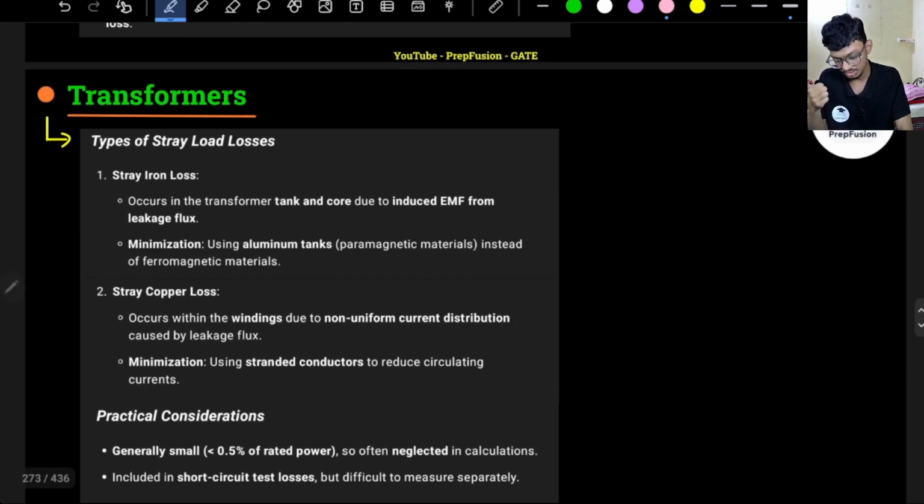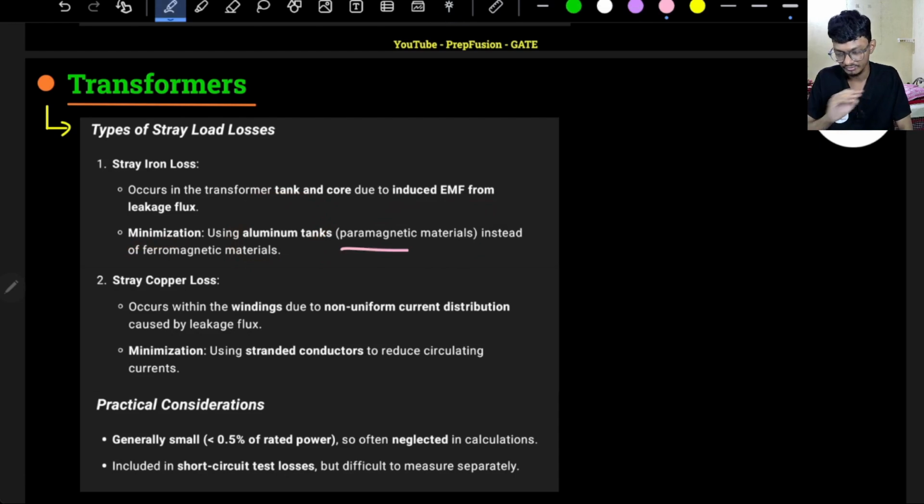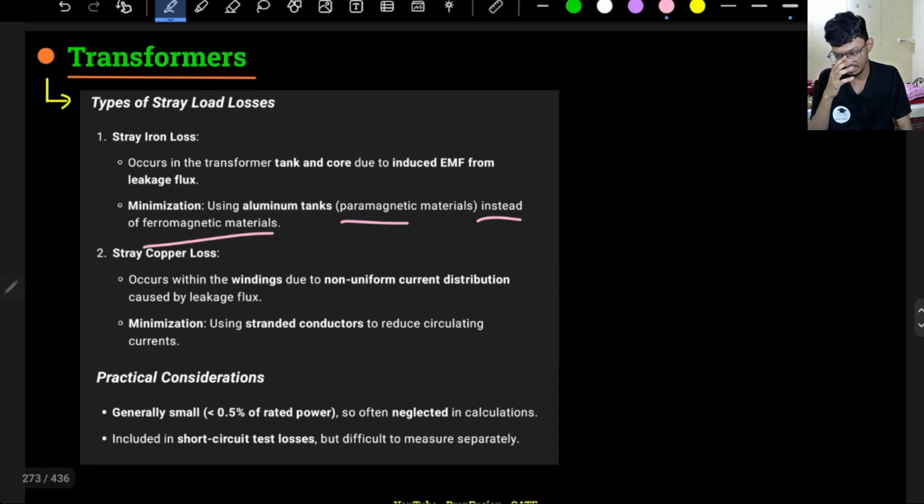Okay, so there are many kinds of stray losses. One is the iron loss, which occurs in the transformer tank and the core due to induced EMF from the leakage flux. To minimize this, we can use aluminum tanks, which are paramagnetic materials, so that whatever leakage flux flows, a very low amount of flux flows through the material, instead of using ferromagnetic materials that support a good amount of flux. Those materials do not need to support flux, right? Those are used for other purposes.